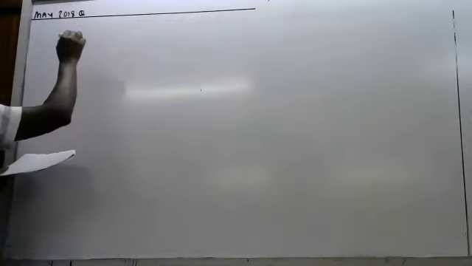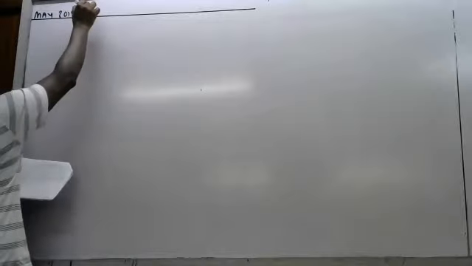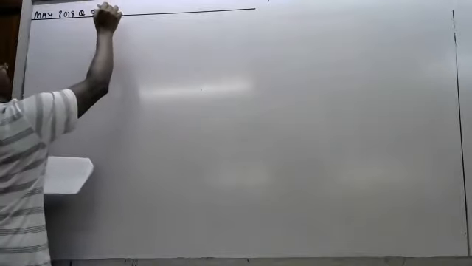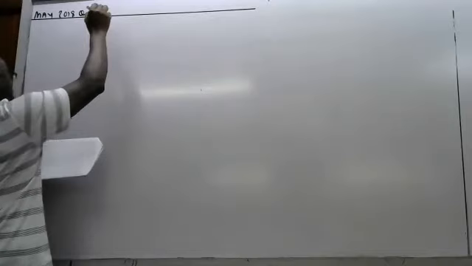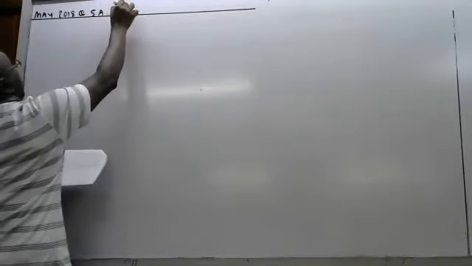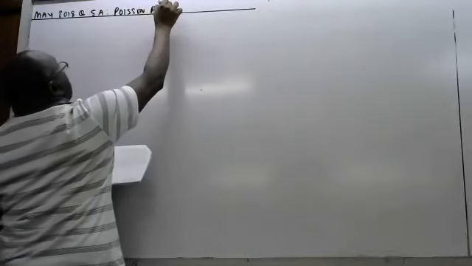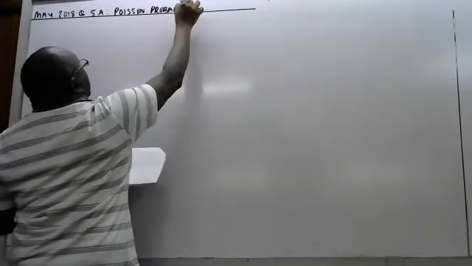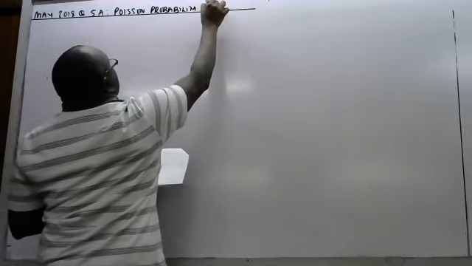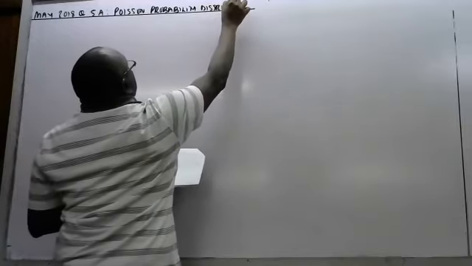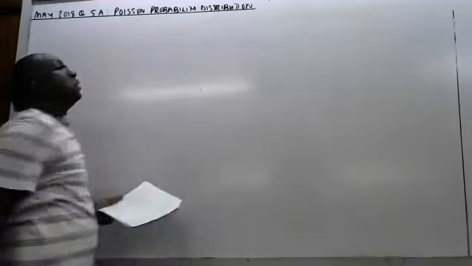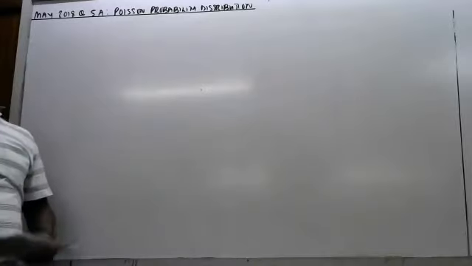So the question of May 2018. Question 5A is on what we call the Poisson probability distribution.